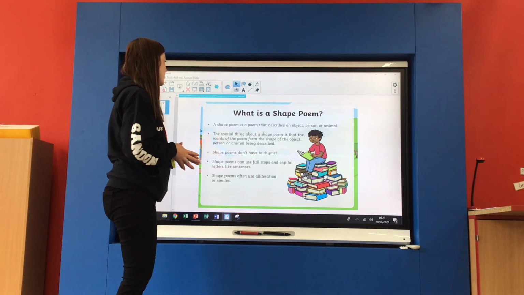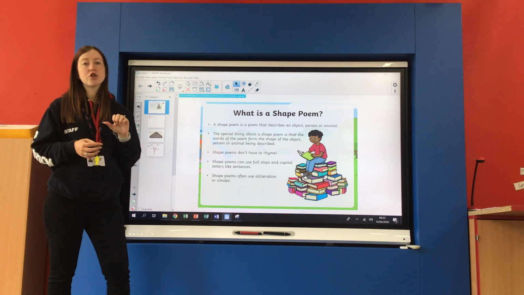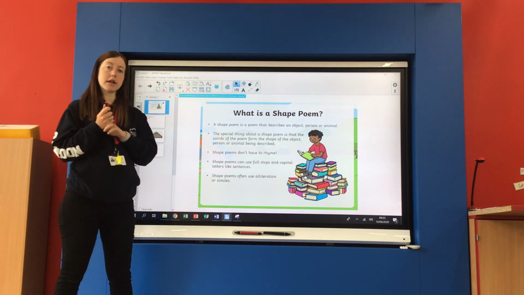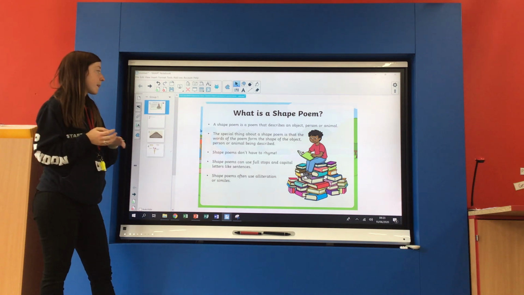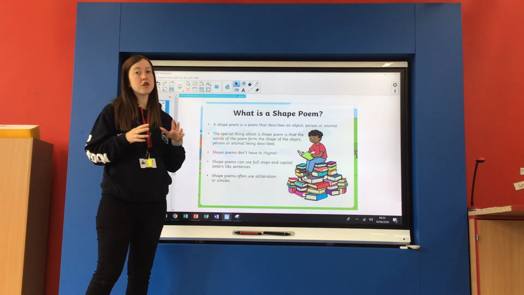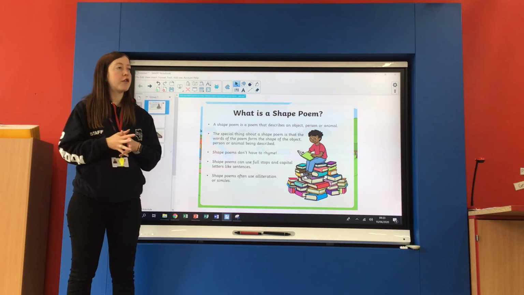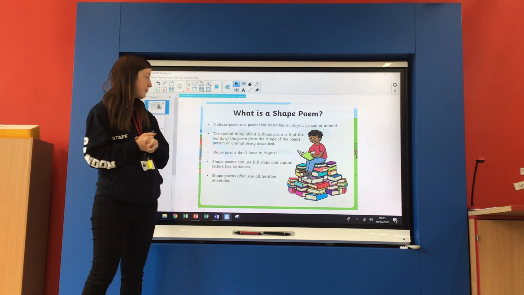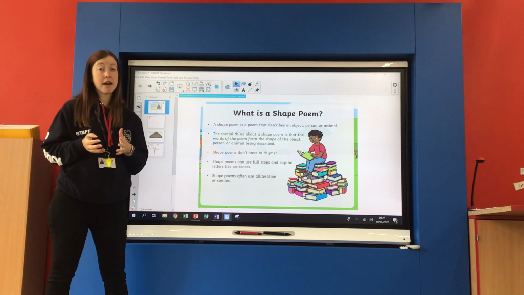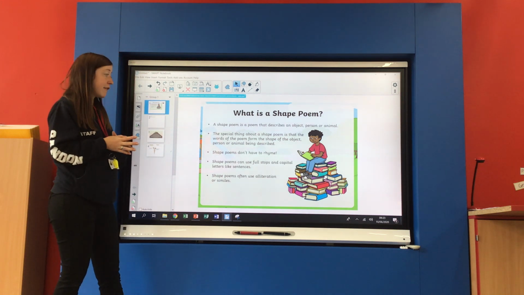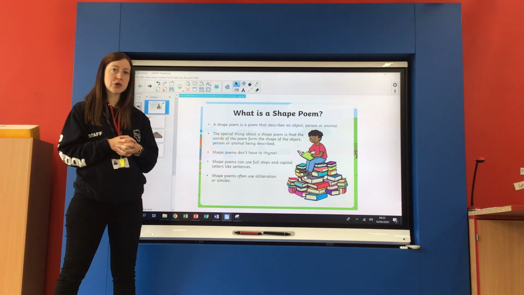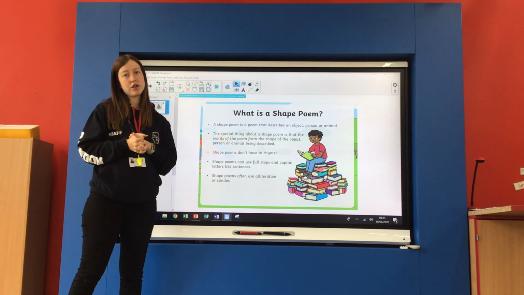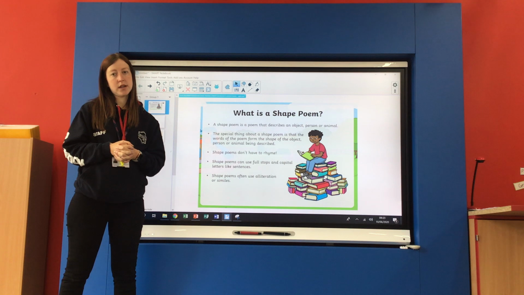Okay, hopefully some of you said that a shape poem describes an object. It can describe a person or it can describe a place. The shape poem is often written in the shape of the object, the person or the place that they are describing. They don't have to have rhyme. They do have our capital letters and our full stops in them, and they often use similes and alliteration, which we'll be looking at later this week.